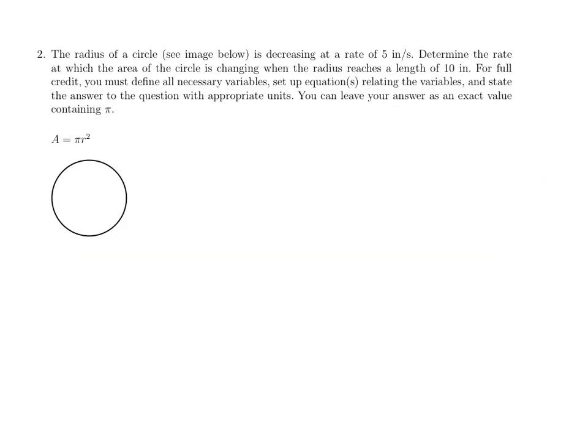Question 2 is a related rates problem. It says this circle, the radius of it is decreasing at a rate of 5 inches per second. Can we determine the rate at which the area of the circle is changing once the radius reaches a length of 10 inches? Okay, so we're given the formula for the area of a circle, and in here I'm going to label the radius. So here's one of my variables, r. R is the radius of the circle, and the units in this are inches. A is going to be the area of the circle, and that is going to be in inches squared.